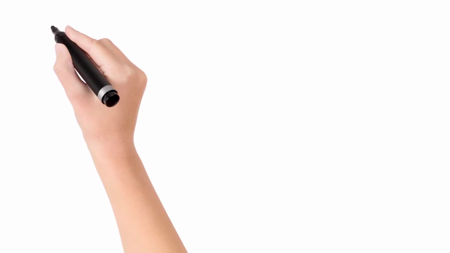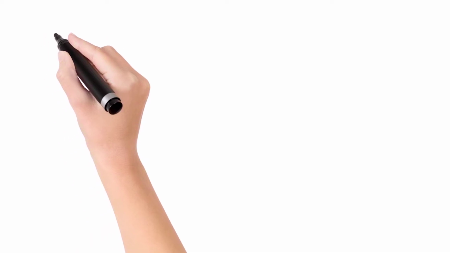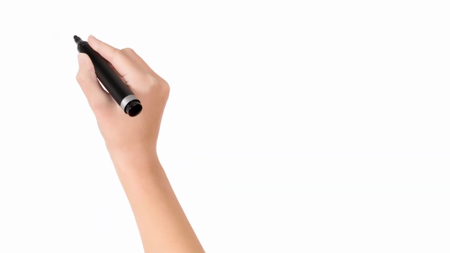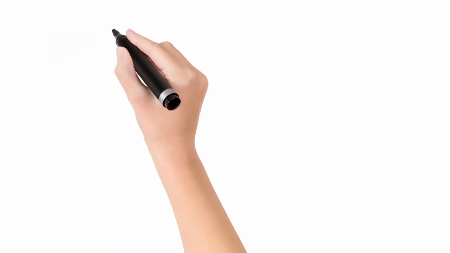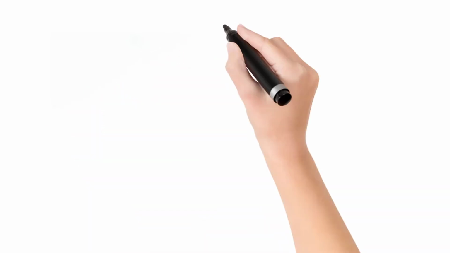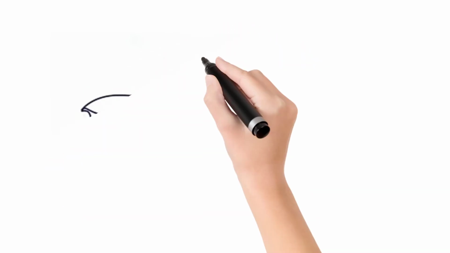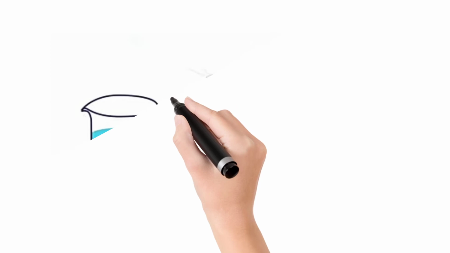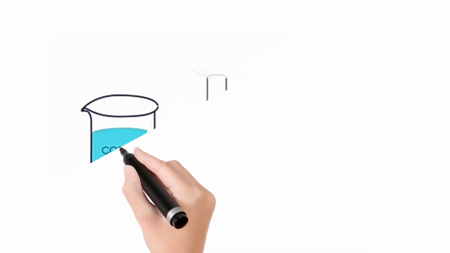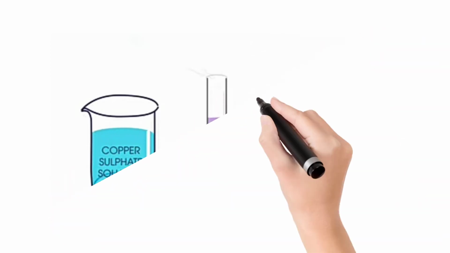So to test whether protein is present in a food or not, there is an experiment. Okay, to test food for protein, you need to use copper sulfate and sodium hydroxide solution. These two liquids together are called the biuret solution.